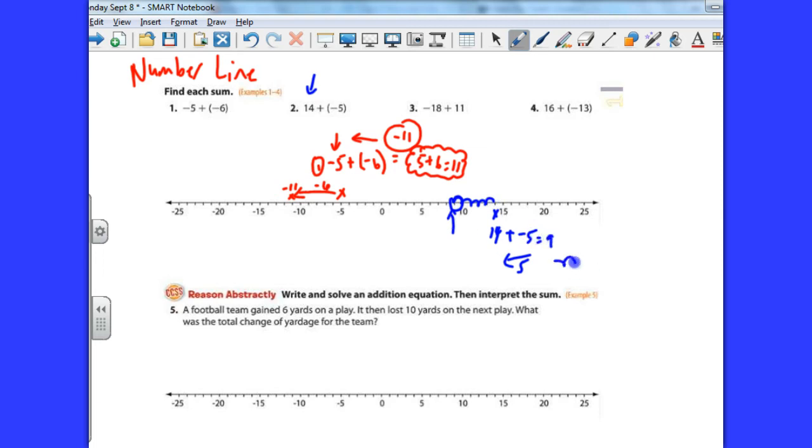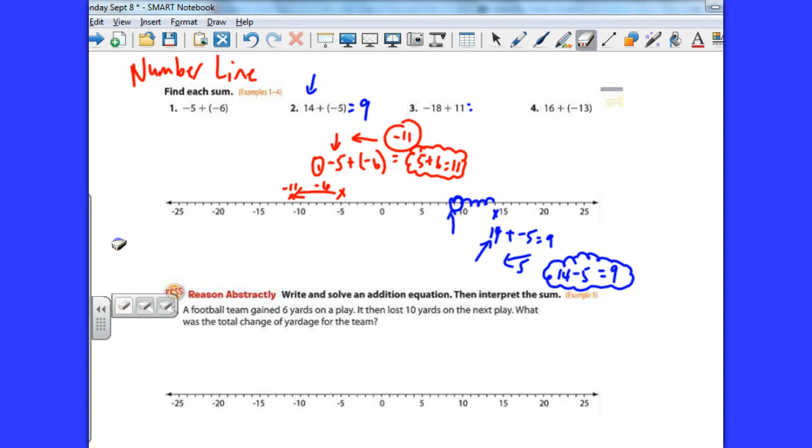So what you think in your head, if you want to do this without the number line, which again, eventually I do want you doing that, you think, hey, the signs are different. So I subtract those numbers, 14 minus 5, and then just check the bigger number is positive, or the bigger absolute value is positive, that answer is 9. And there, whoops, I wrote it in the wrong one, is 9 right there.